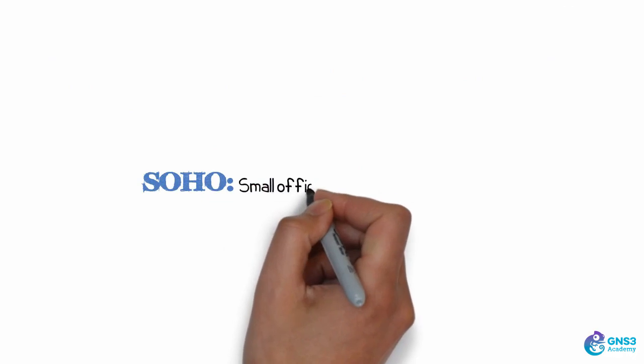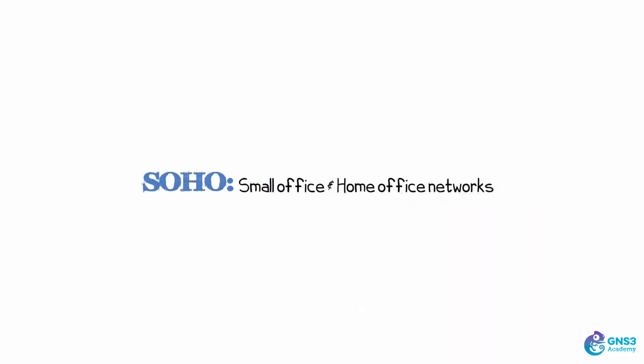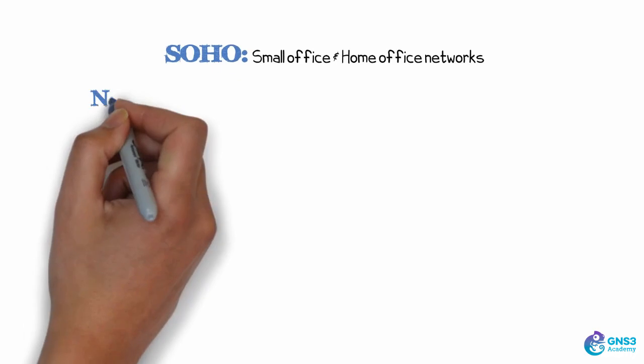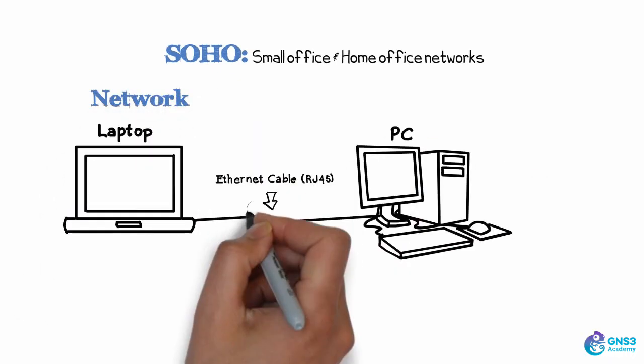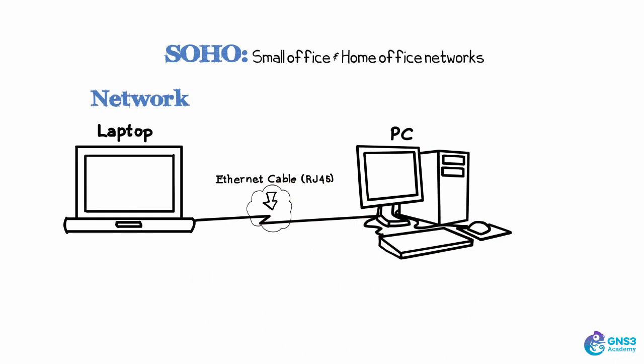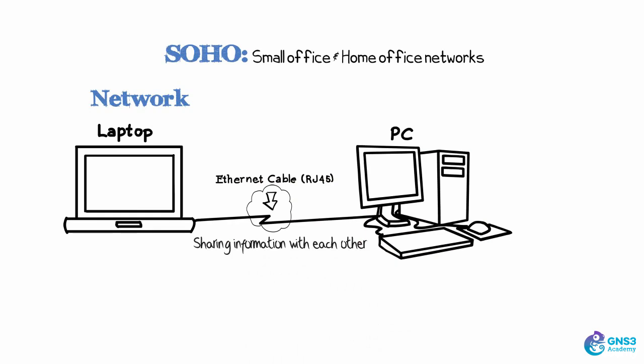Now, in summary, some home or SOHO, in other words, small office, home office networks can get fairly complicated, but in its most basic form, a network is simply two devices connected via cable or via a wireless network, sharing resources or information with each other.